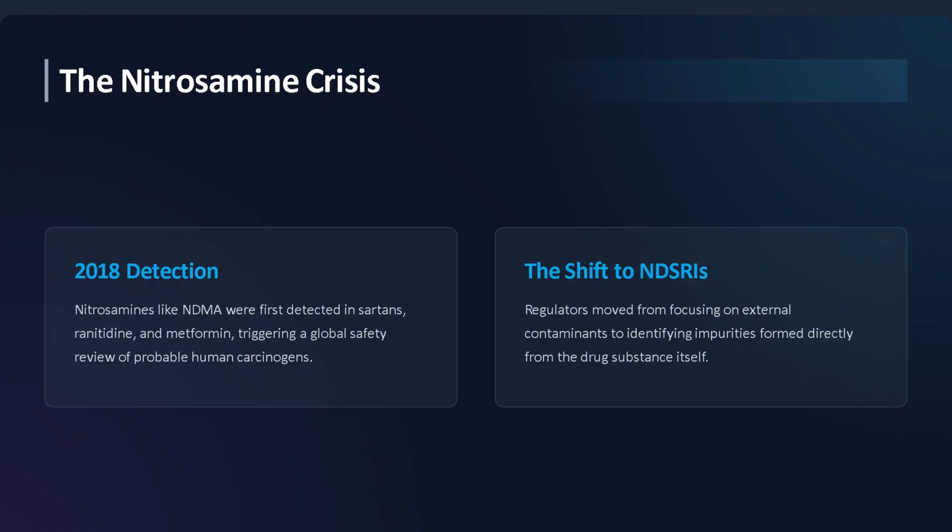The story begins in 2018, when nitrosamines like NDMA were detected in drugs such as sartans, ranitidine, and metformin. These compounds are classified as probable human carcinogens, which immediately triggered a global safety review. Initially, regulators focused on nitrosamines as external contaminants, coming from solvents, reagents, or raw materials. But soon, the focus shifted. They realized that some nitrosamines were actually forming from the drug substance itself. This discovery introduced a new category of impurities, NDSRIs.